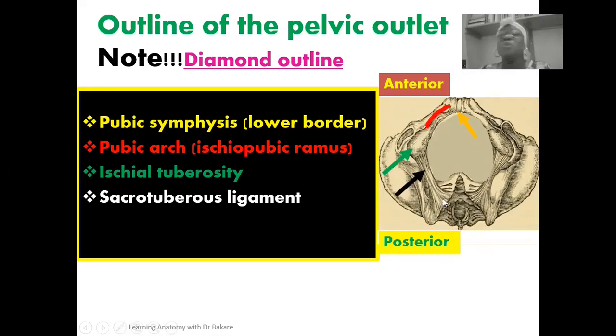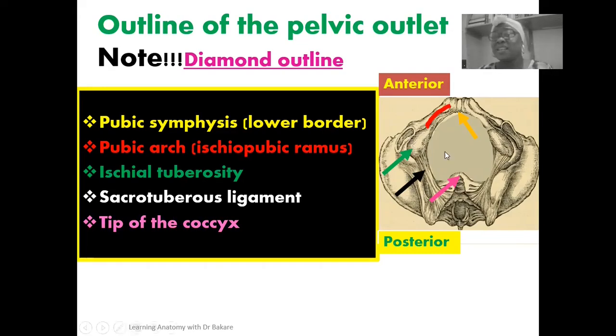And the next structure will then be the posterior midline structure of this diamond shape configuration. This is formed by the tip of the coccyx. So we know that this is a one-sided alignment. This kind of pattern will also be formed on the other side, to form a complete diamond shape outline.